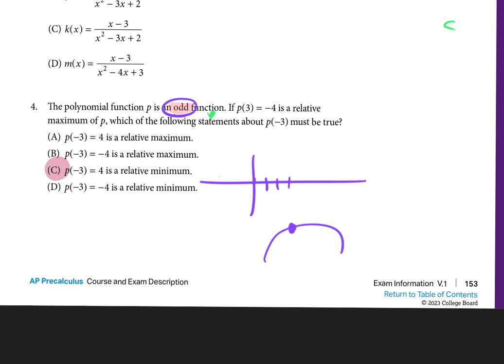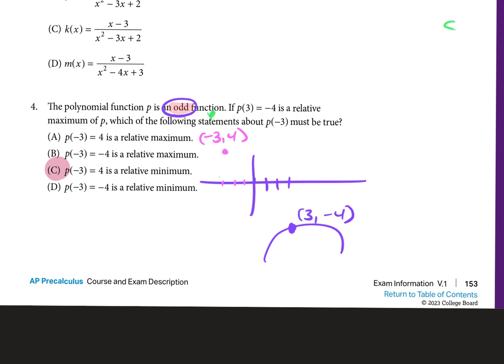Odd means anything that happens here flips to happen over here. So if I have a coordinate point that is (3, -4) here, then it becomes (-3, 4) here. Odd is symmetric to the origin, but it flips, like first quadrant goes to third quadrant, second quadrant goes to fourth. It goes diagonally in the other direction.